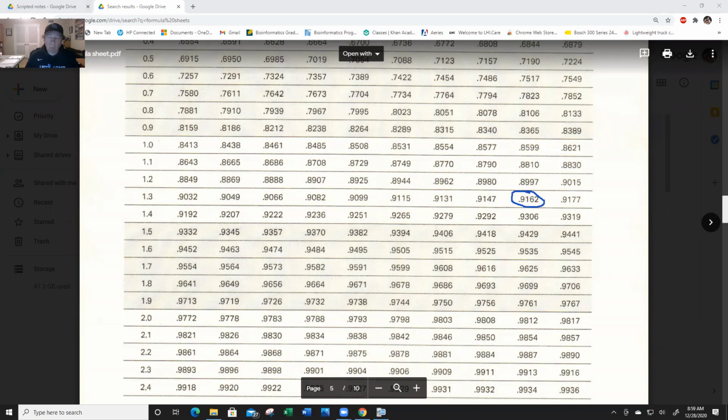0.9162. No problem. Okay, 0.9162. Write the answer down and you're done. The percentile rank is about the 92nd percentile if you wanted to do that. Okay, fine. 0.9162. Now you can do that on your calculator, of course, as well.